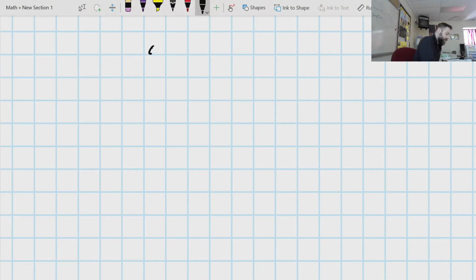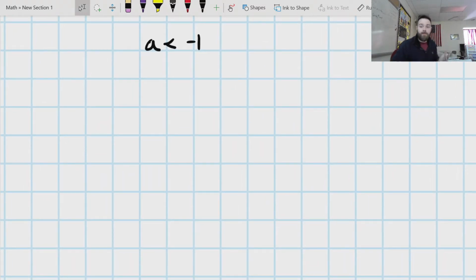Let's have a is less than -1. So even though this is a different variable, we're going to graph it on the same type of number line. It is a quantity, and we want to see what a can be, what numbers that a can take on. Okay, so the first thing I'm going to do is take a look at this symbol, and I realize that I can make an L out of it. So this is less than.